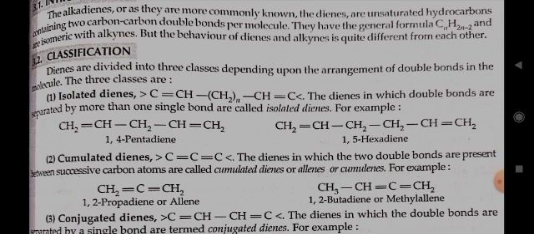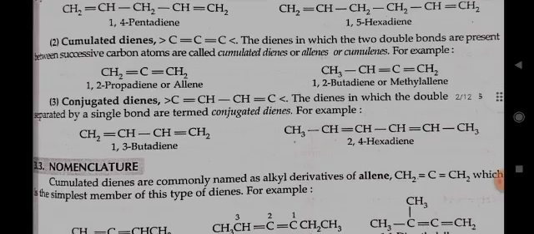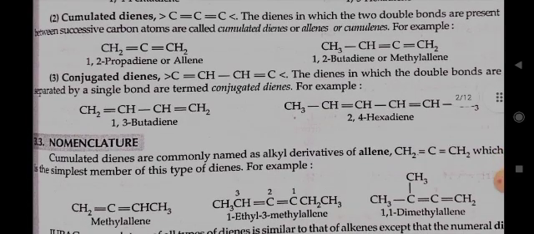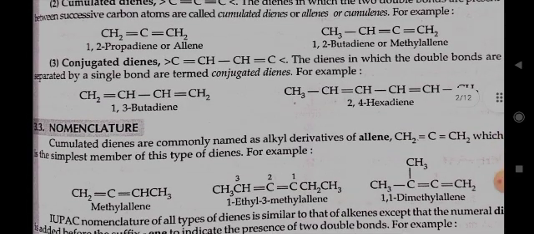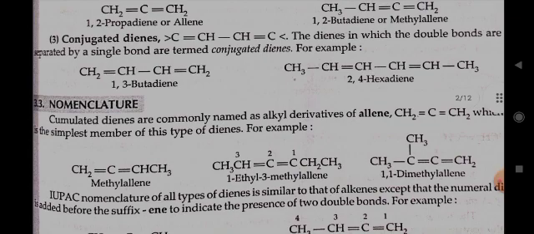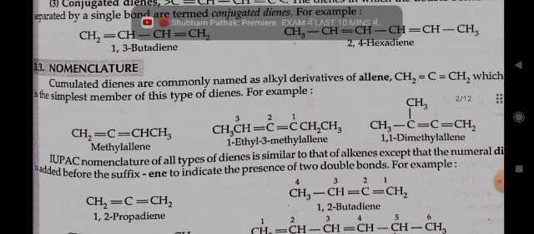Cumulated dienes: the dienes in which the two double bonds are present between successive carbon atoms are called cumulated dienes, or allenes, or cumulenes. For example, 1,2-propadiene or allene, and 1,2-butadiene or methylallene. Conjugated dienes: the dienes in which the double bonds are separated by a single bond are termed conjugated dienes. For example, 1,3-butadiene, 2,4-hexadiene.